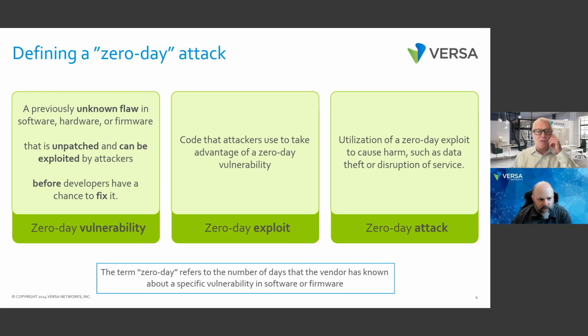And this is where the threat comes in, because if attackers find that vulnerability before the vendor does, they can potentially create an exploit to take advantage of it. An exploit is code that attackers use to take advantage of a zero-day vulnerability, and the exploit will allow the attackers to plant a virus, a Trojan, or some other kind of malware into the computer or device. Note that the term zero-day means the number of days that a vendor has known about a specific vulnerability. It's important because it takes time to develop a patch, test it, and deploy it for a vulnerability.